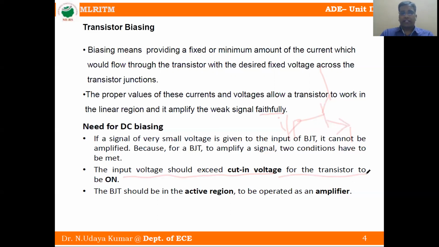What is the second criterion? The BJT, the bipolar junction transistor, should be in the active region to be operated as an amplifier. What do we mean by active region? Active region means the current is in steady state. So this is the linear region, this is the steady state current. We call this region the active region, the steady state region.